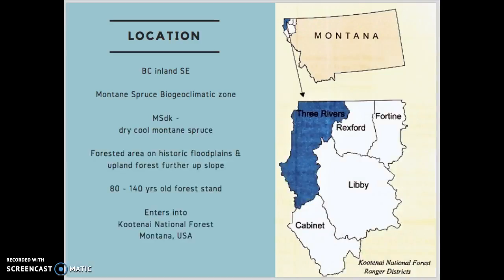The research was located in the southeastern interior of BC, bordering the Kootenay National Forest in Montana. It is a dry, cool montane spruce zone, and forested areas are on historic floodplains and upland forests further upslope. Forest stands were 80 to 140 years old in this biogeoclimatic zone.